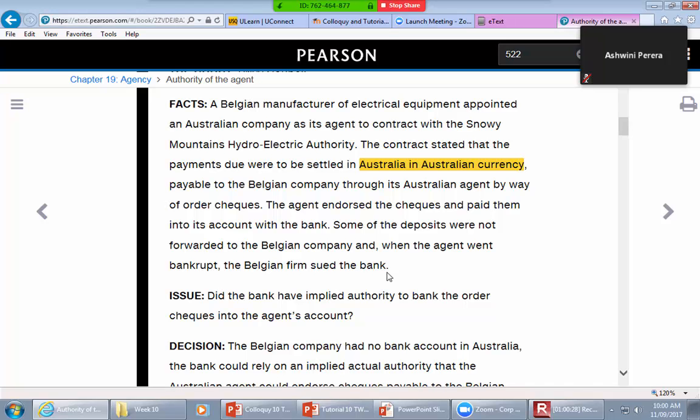That these payments would be payable to the Belgian company through the agent by way of order checks. So as they progress through this contract, there would be payments, which would give you an idea that this is some sort of a divisible contract, and that you would be paying the agent through certain milestones, and that the agent then is going to transfer that payment to the manufacturer in Belgium through these order checks.